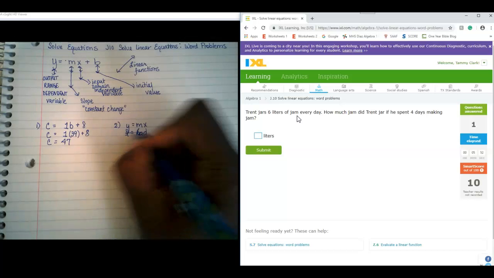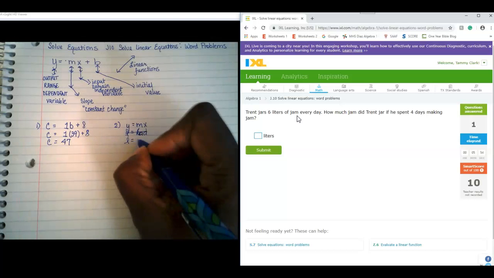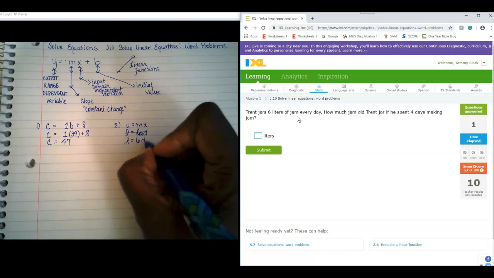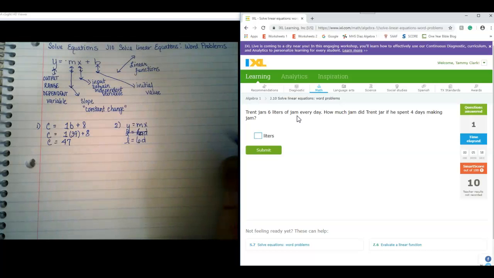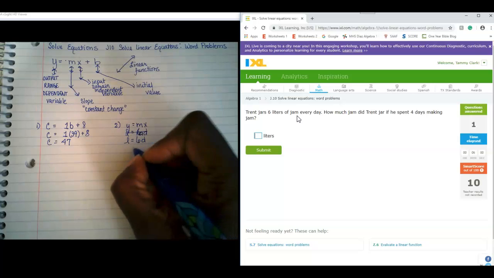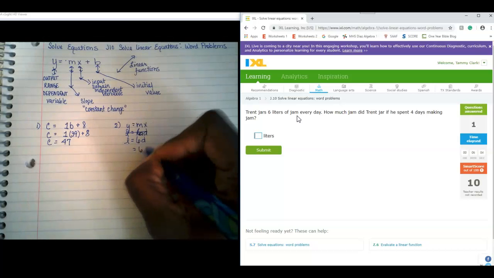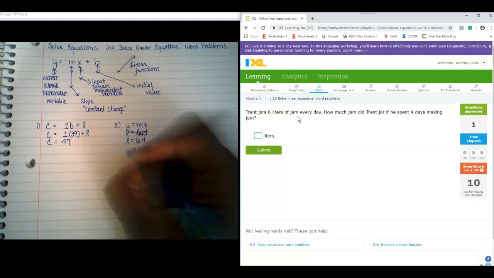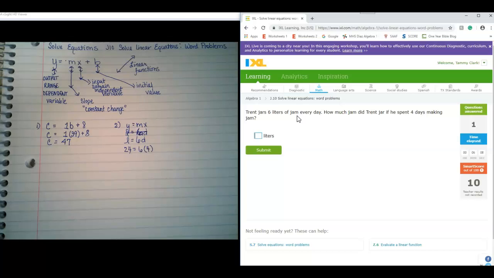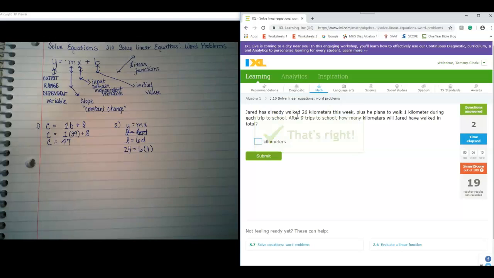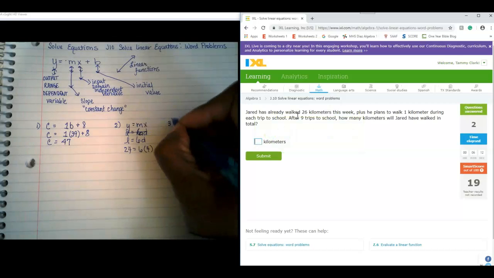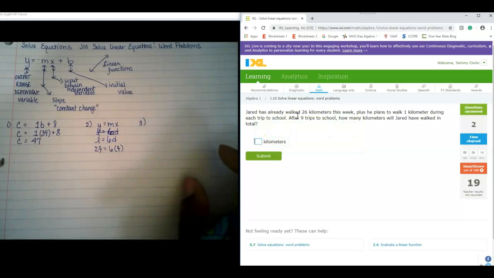Let me rewrite that. Liters is equal to 6 per day. And we know he spent 4 days making his jam. So 6 liters for 4 days gives us 24 liters. Let's look at number 3.